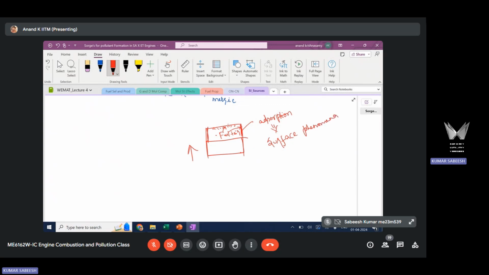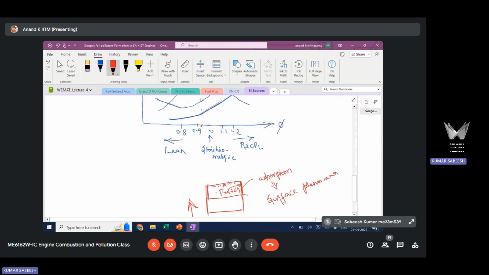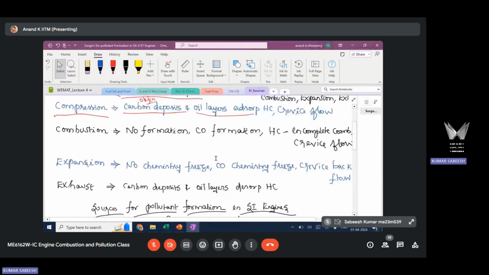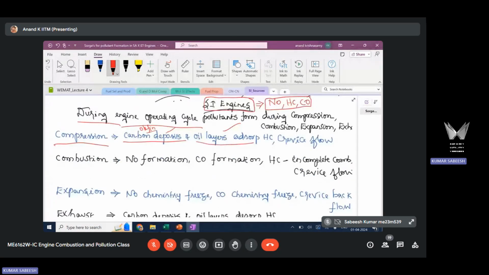So a fraction of fuel-air mixture will go and get adsorbed on the oil surface as well as the porous carbon deposit. You can say that a fraction of fuel-air mixture is locked in the oil layer as well as in the deposits. So this is what is happening when the piston is moving up during the compression stroke. That is what is indicated here. Carbon deposits and oil layer adsorb unburned hydrocarbon, or a fraction of fuel.